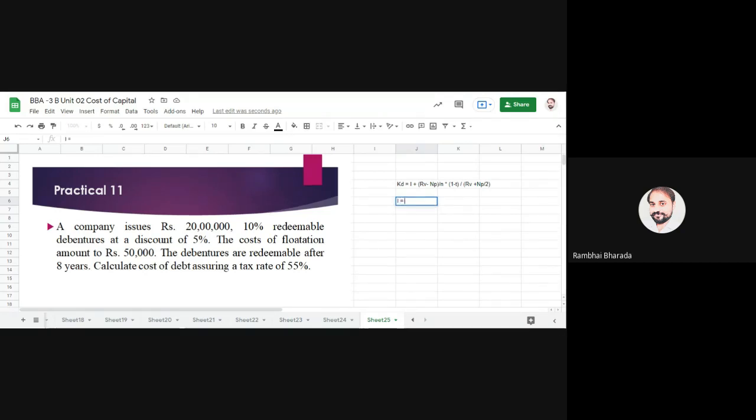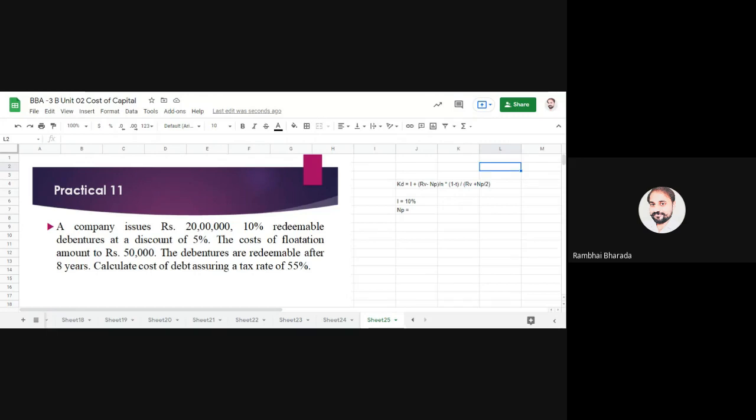Number 1, I. See, a company issues 20 lakhs 10% redeemable debentures, at a discount of 5%. So here 10% debentures means the interest rate is 10%. Now NP is equal to, and the cost of flotation amounts to rupees 50,000. We need to understand this a little. If you permit me 2 or 3 more minutes, I will explain it. Otherwise, we will discuss it in the next class.